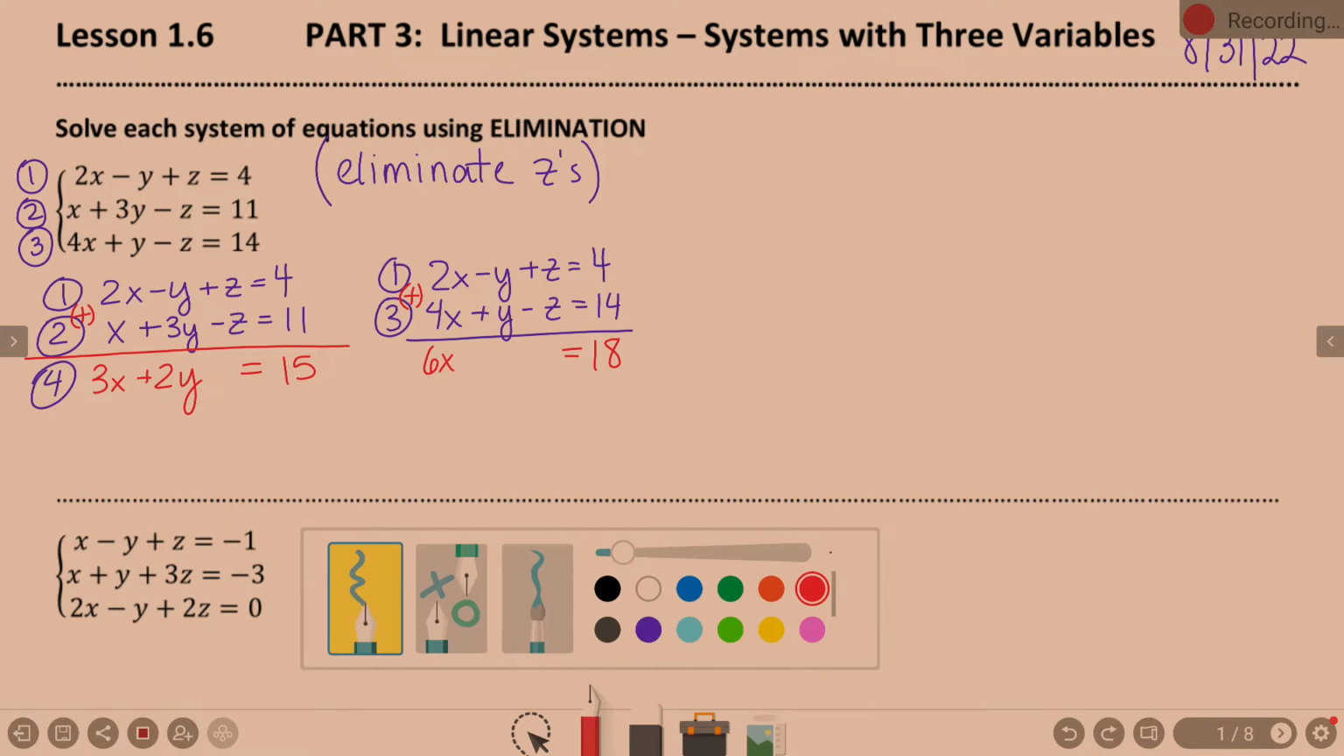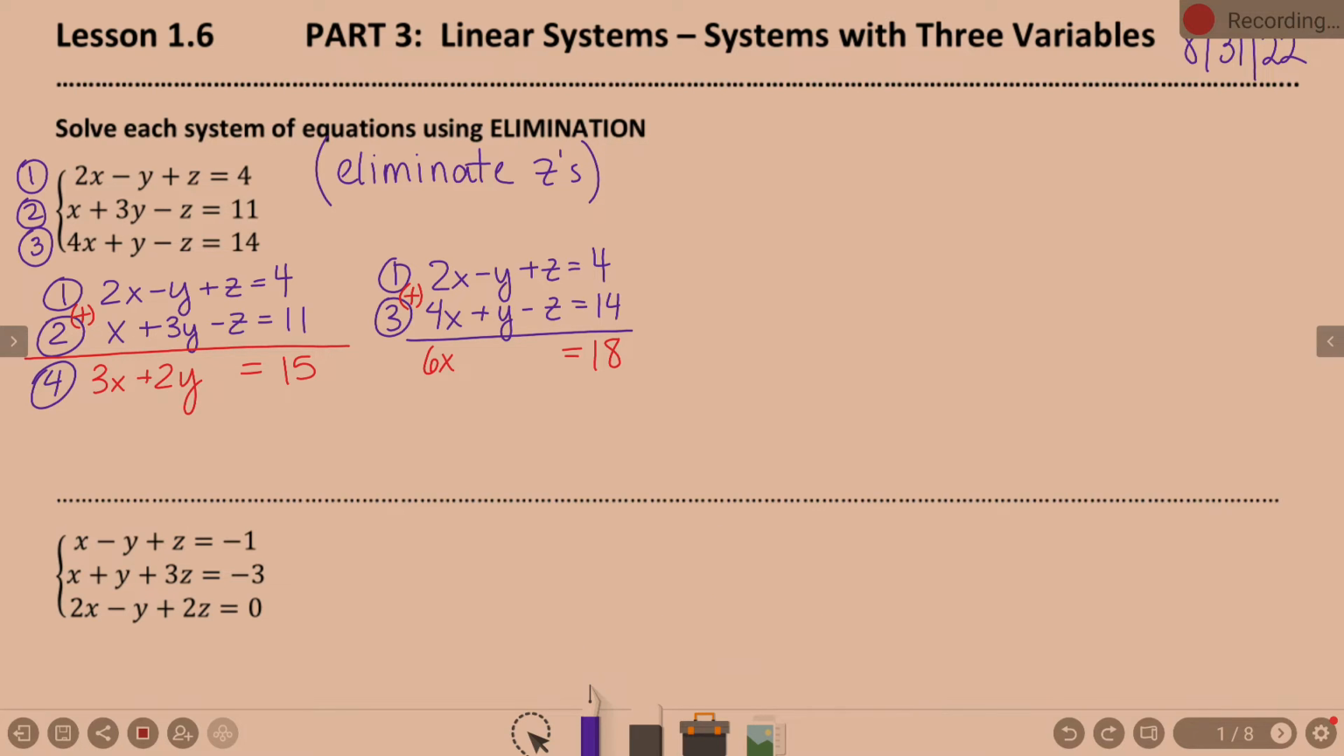Now, in a traditional problem, like next time we do a problem, there would still be an x and a y, and I would call this equation 5.